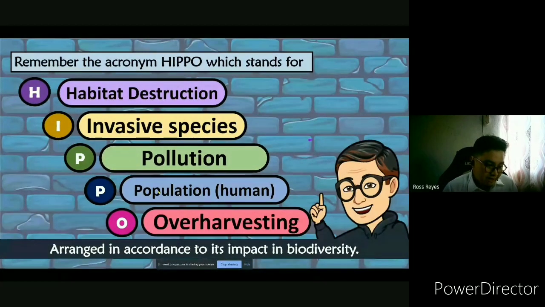Basically, meeting the demand and supply. Connecting it to your economics, to your grade 9. We have to meet the demand by producing enough supply. And by meeting that demand, we have to overharvest and destroy their habitat.